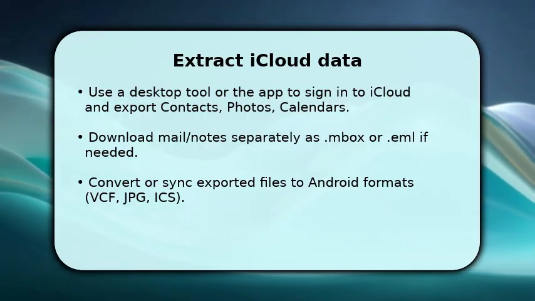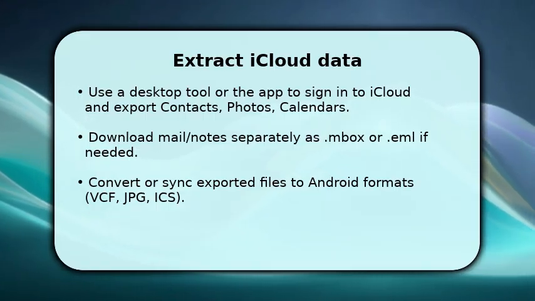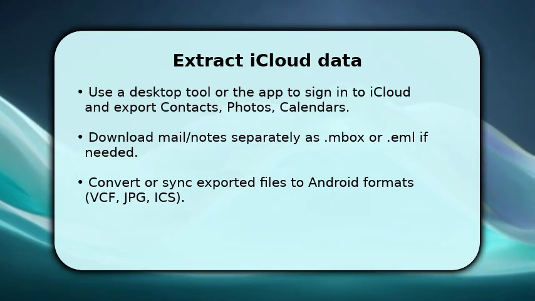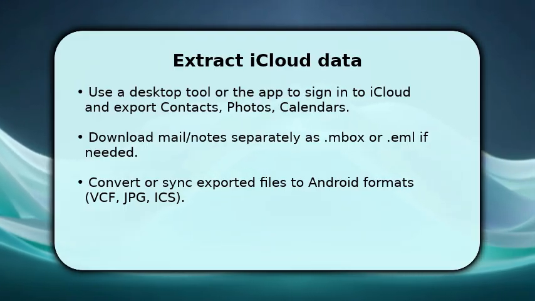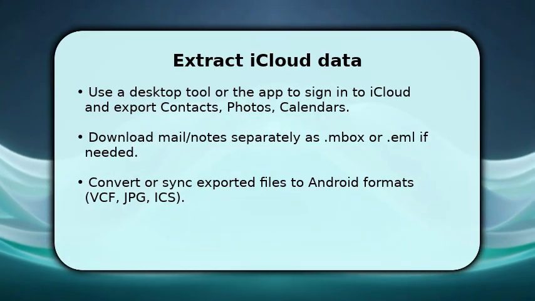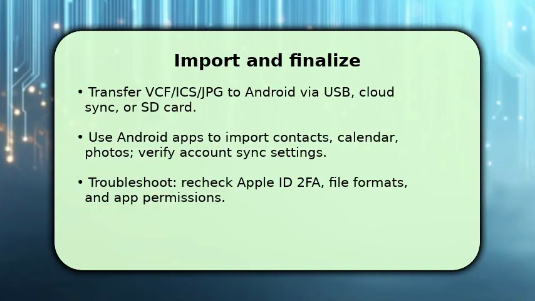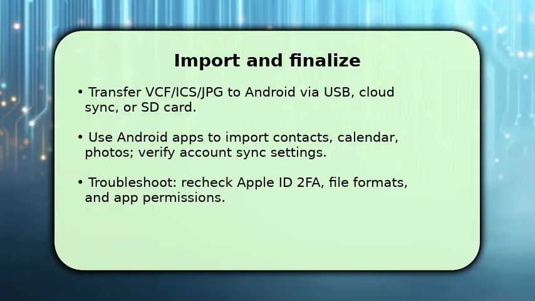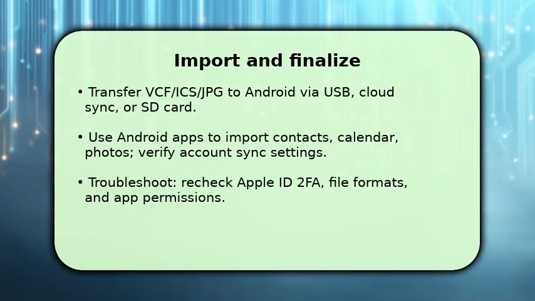If you have mail or notes, export them as MBOX or EML and plan to import via Gmail or a Notes app. Make sure file names and folders stay organized, so finish by moving the exported files onto the Android device. Use USB, Google Drive, or an SD card to place VCF, ICS, and photo folders where Android can access them. Then import Contacts via the Contacts app, Calendars via Calendar import, and Photos into Photos or Gallery.